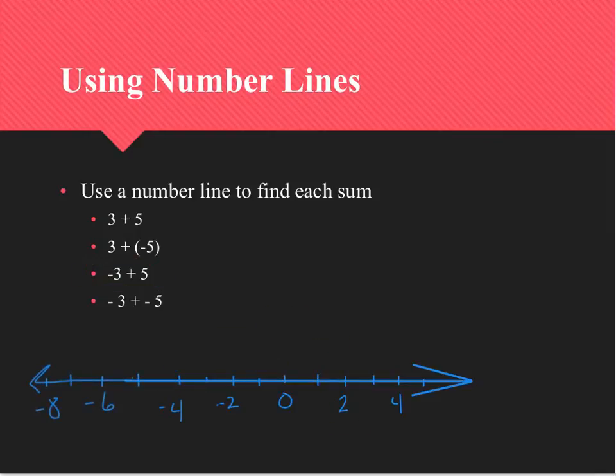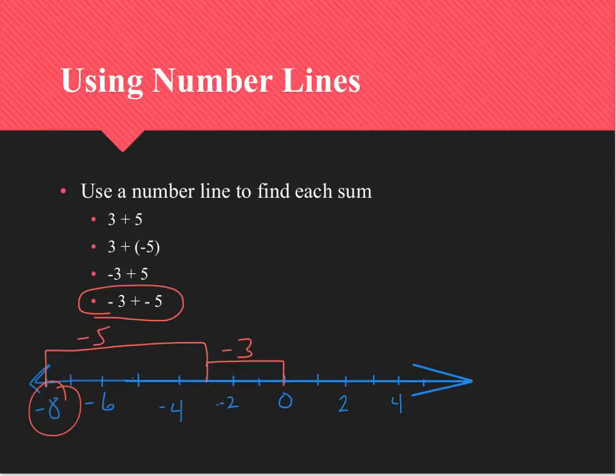For this last problem, you can see I've changed my line a little bit. We're going to do negative 3 plus a negative 5. So we're going to start at 0. We're going to go to the negative 3 position. Then from that, we're going to add a negative 5. You can see our answer was negative 8.